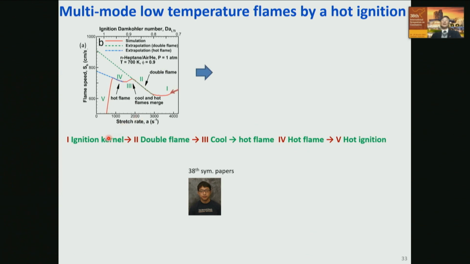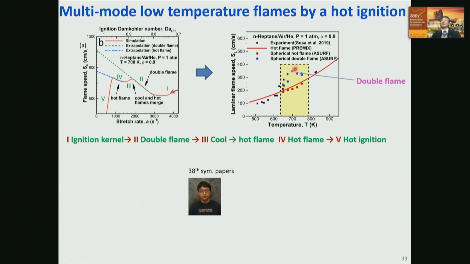The first is the ignition kernel, and the second is a double flame, which has a cool flame in front and the hot flame traveling behind. The third is the cool flame to hot flame unsteady transition. The fourth is a hot flame, and the fifth is high temperature ignition. By using this double flame regime, you can successfully recompute the experimental data in the shock tube. And you can see that the high temperature chemistry does not predict the flame speed correctly.